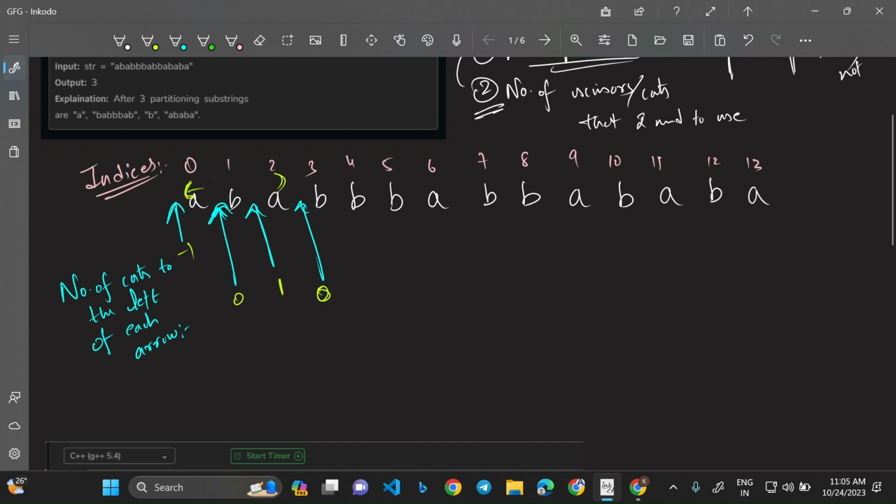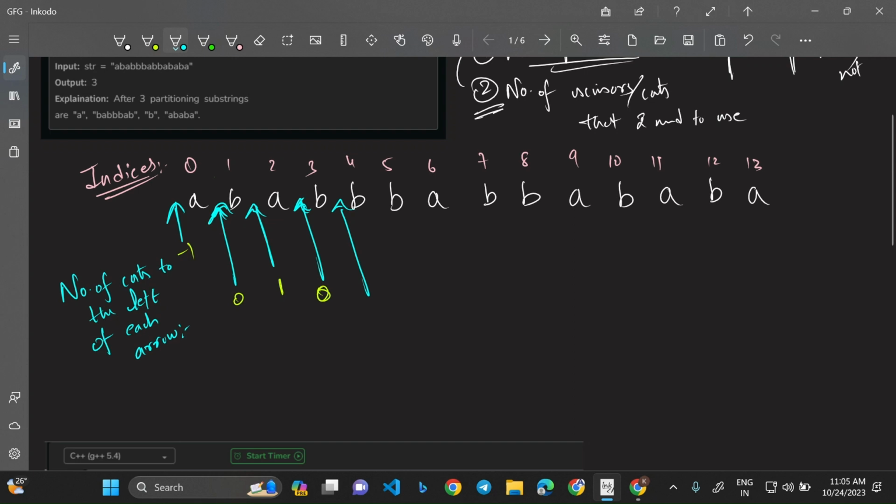I hope you people understood what we are trying to do here as well. At this particular point, I see to the left I have A. This A must be a part of some palindrome, and I see from the beginning to the end everything is a palindrome. ABA is a palindrome. So here the number of cuts required is zero.